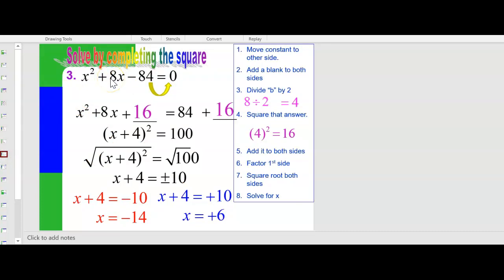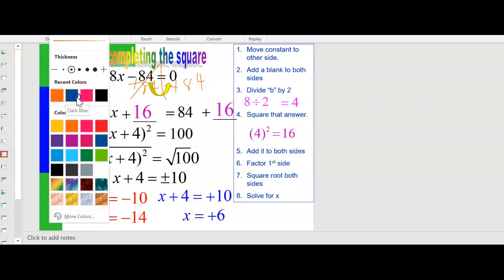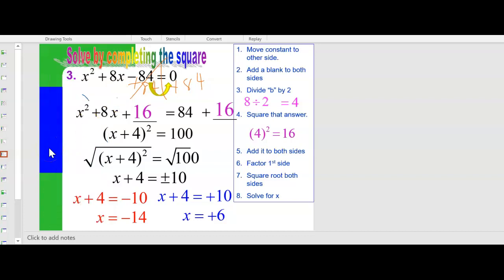Okay, next one is a similar question. So let's do it. First, move the single number to the other side. Here you have negative 84, so plus 84 on both sides of the equal sign. So this is gone. And you have x squared plus 8x equals 84.